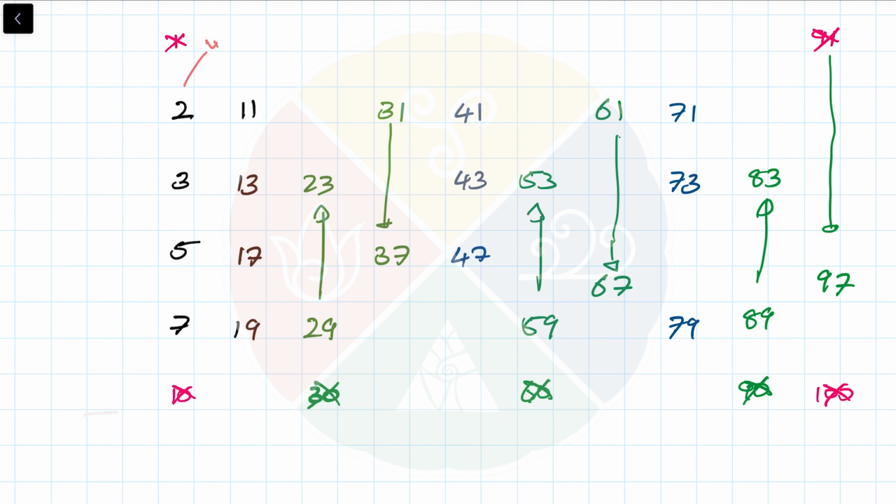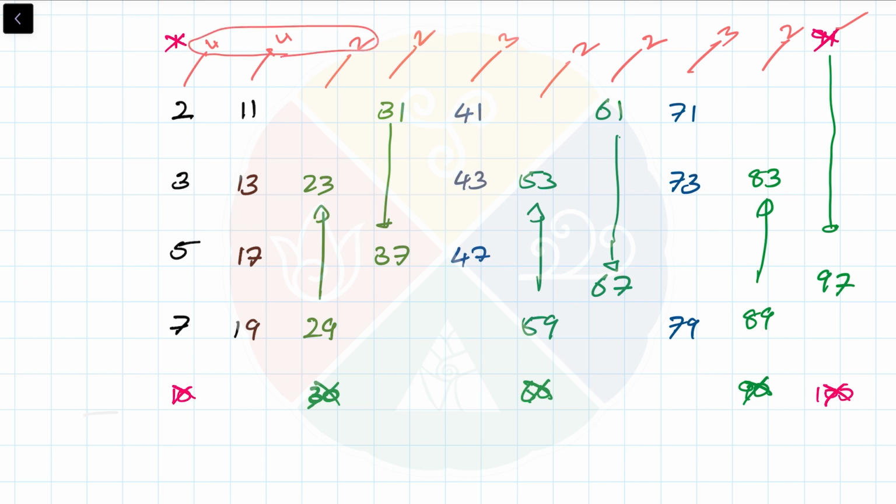In the first column we have 4, next column we have 4, here we have 2, here we have 2, here we have 3, here we have 2, here we have 2, here we have 3, here we have 2, and last one. If you add all of them, 4 plus 4, 8, 10, 15, 20, 22, 24, and last column 1, 25 prime numbers are there.